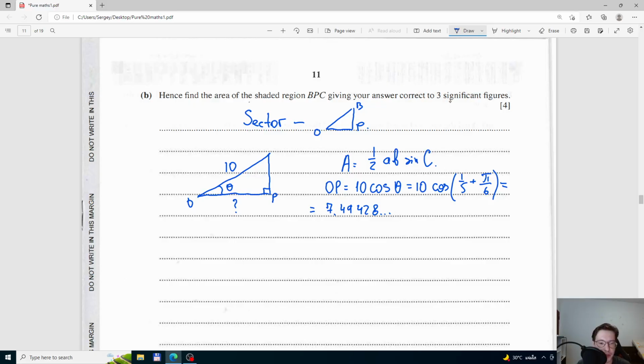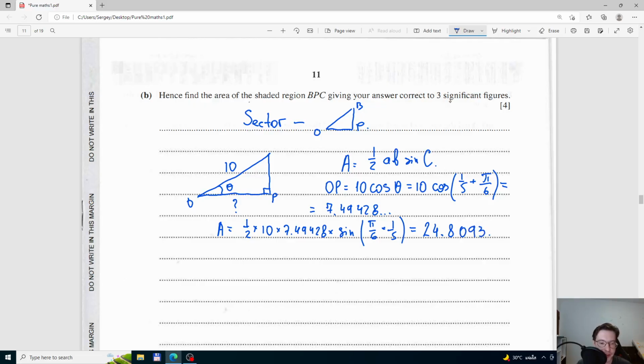Now for the formula for the area, half AB times sine C, that's going to be a half times one side, which is 10, times the other side, 4.49428, times sine of the angle, which is pi over 6 plus 1 over 5. And this gave me 24.8093.